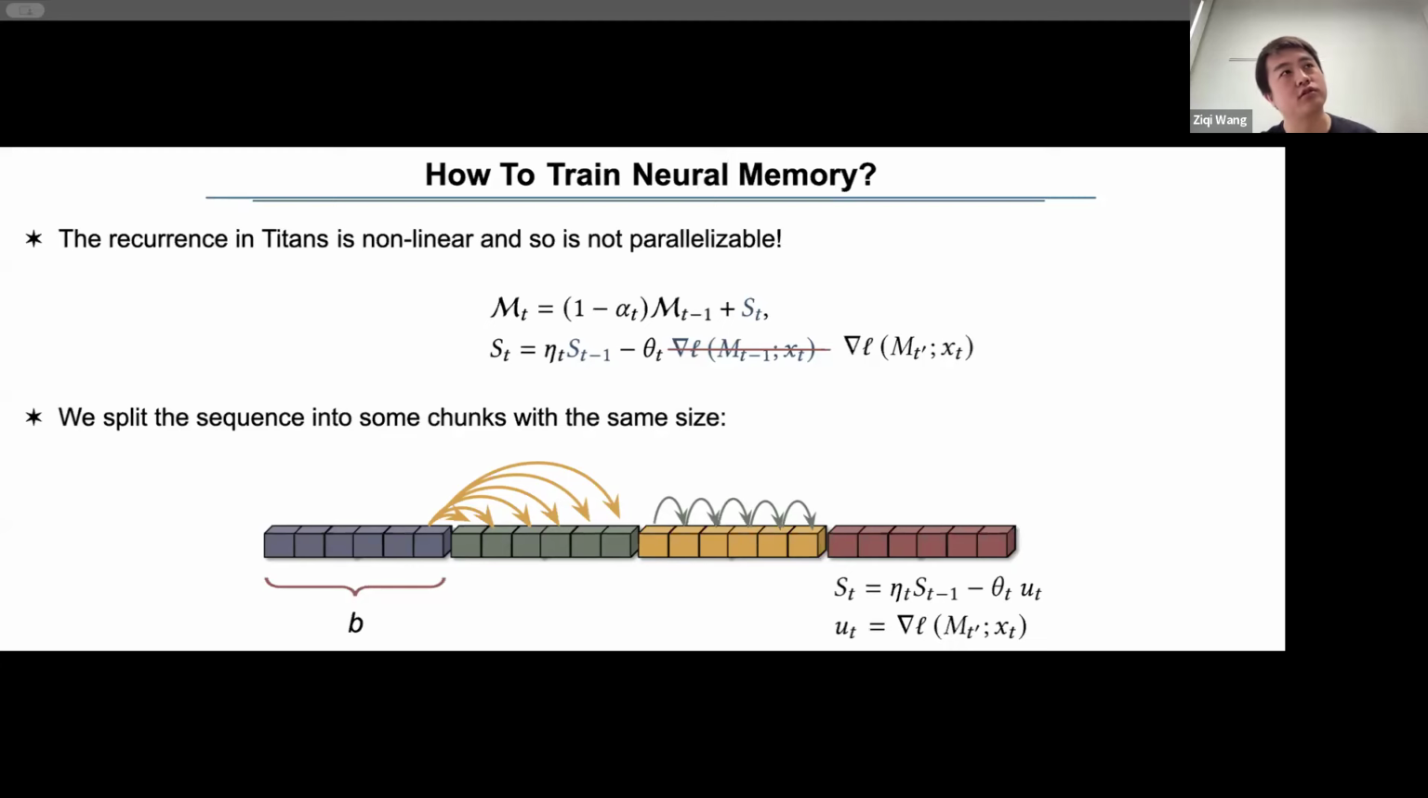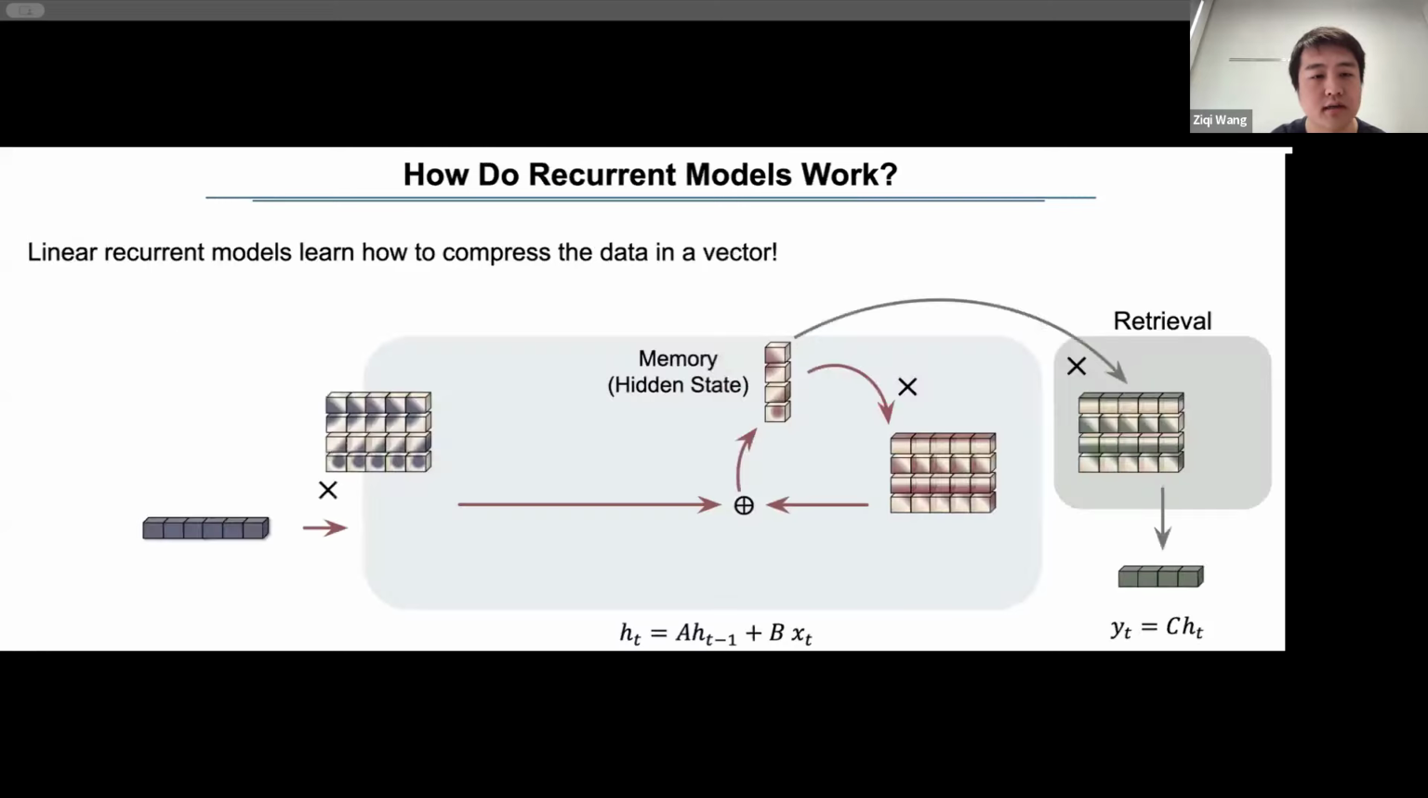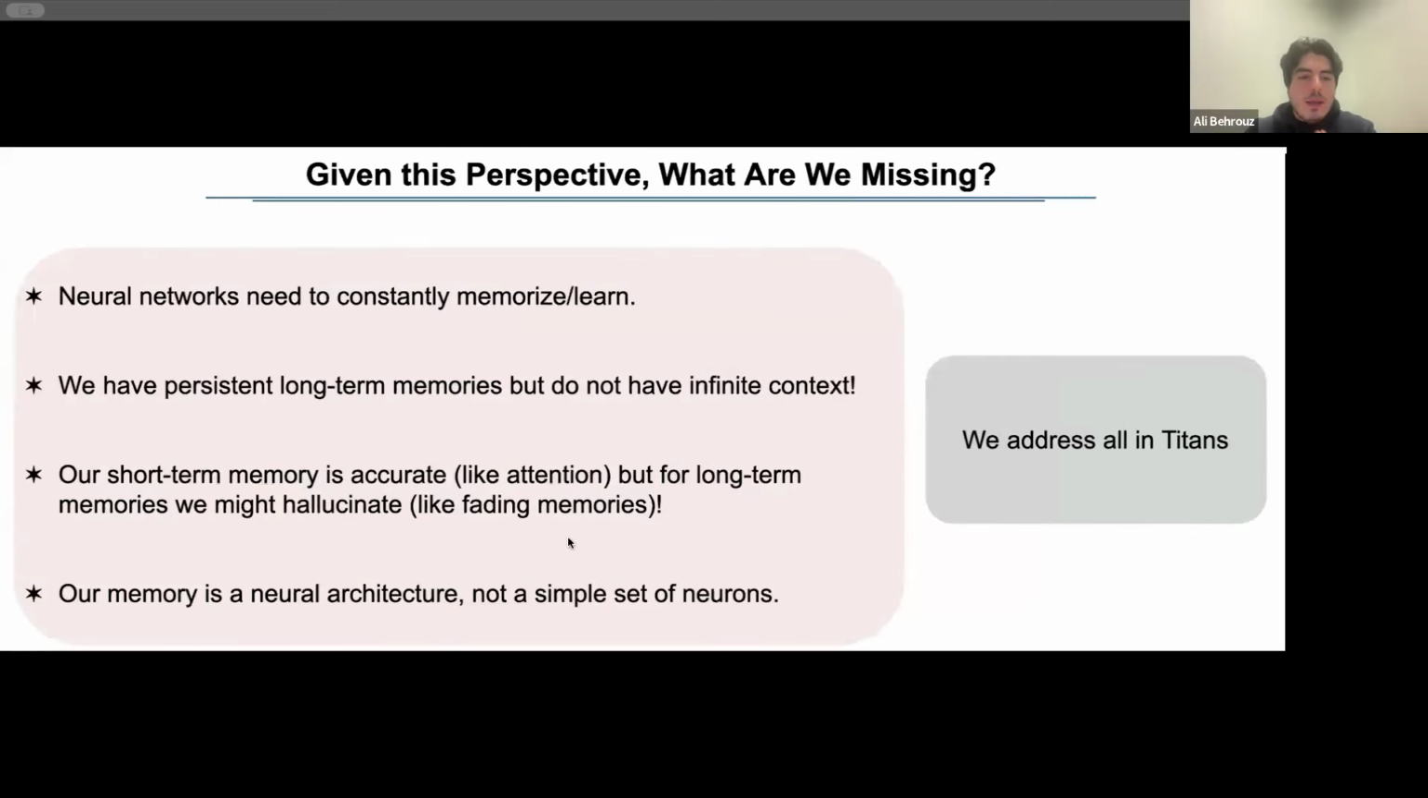Is it like a combination of the attention, like a short-term memory, plus these kind of long-term memory modules, or do you think it will be some other possible architectures? Yeah, I think based on this term that I mentioned here, our short-term memory is very accurate, and our long-term memory is something like a fading memory. I really believe that we need to have a hybrid approach of this short-term and long-term memory.